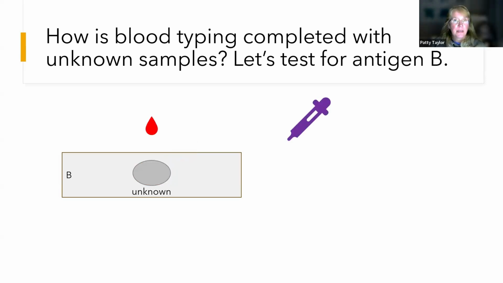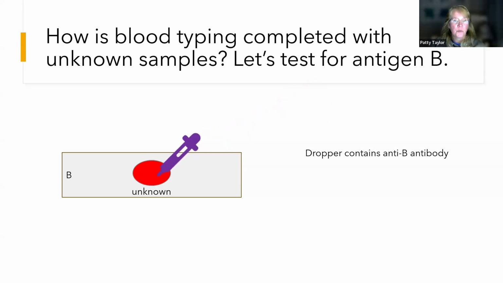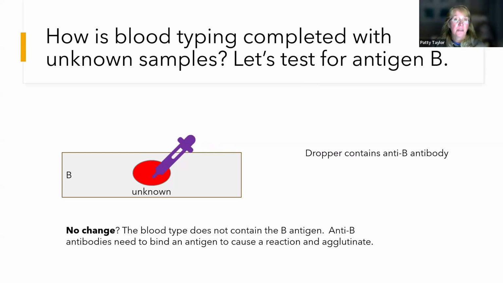Let's do this for B. So let's take another blood sample. Let's drop it into a little well. And now we're going to use an eyedropper that is full of anti-B antibody. We're going to drop it on that unknown sample, and we're going to wait and see if anything happens. Hey, if nothing happens, you do not have the B antigen. That means the anti-B antibody didn't find anything to fight. So no reaction, no agglutination.